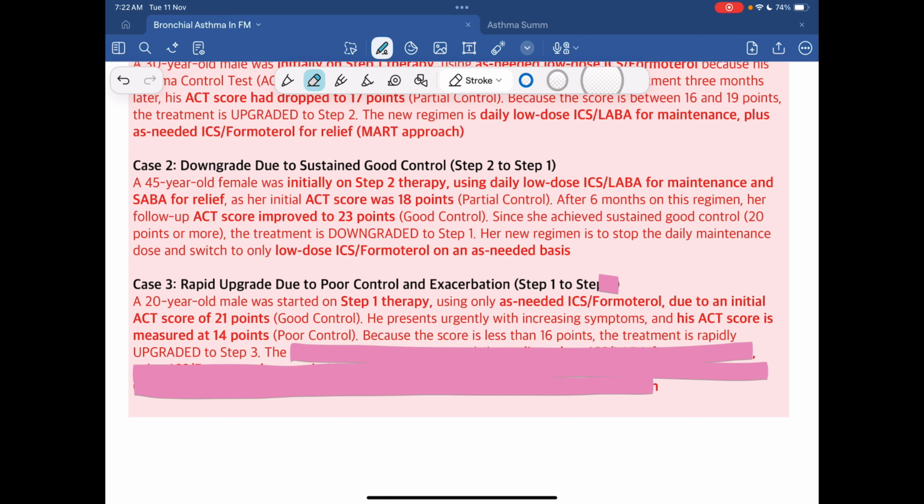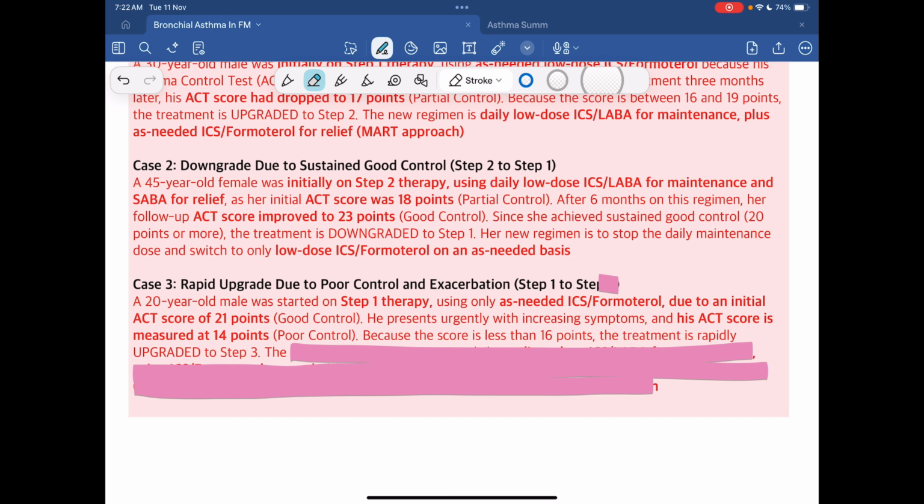A 20-year-old male was started on step 1 therapy using only as-needed ICS formoterol due to an initial ACT score of 21 points. He presents urgently with increasing symptoms, and his ACT score is measured at 14 points. Poor control. Because the score is less than 16, the treatment is rapidly upgraded to step 3.